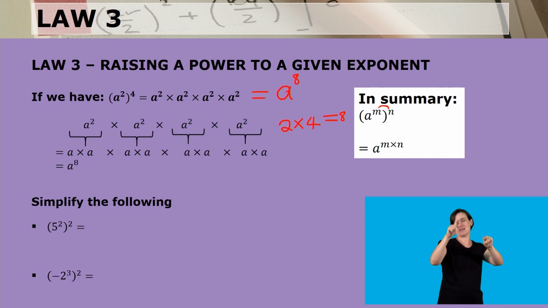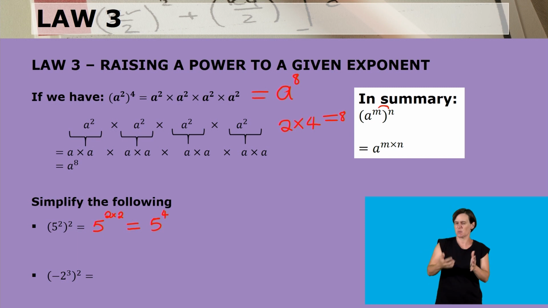Let's look at these two here. We are required to simplify the following. We have 5 squared, and this has been raised to a power of 2. Now, according to this law that we have just discovered, we are going to say 2 multiplied by 2. That will give us a base 5 and an exponent 4.